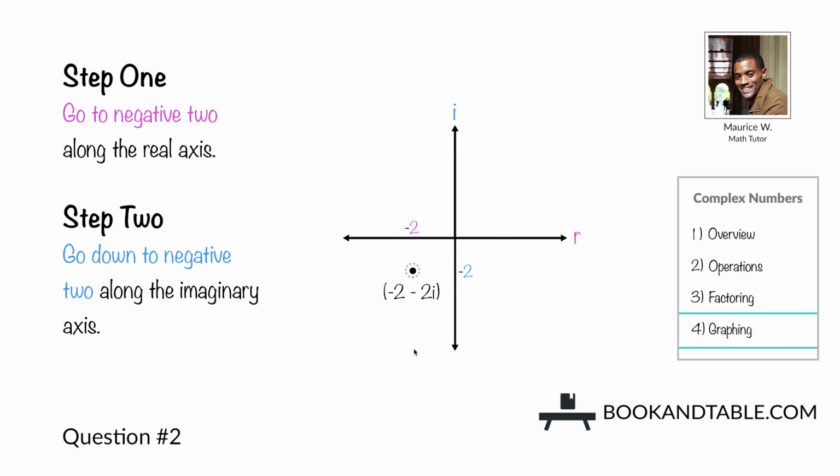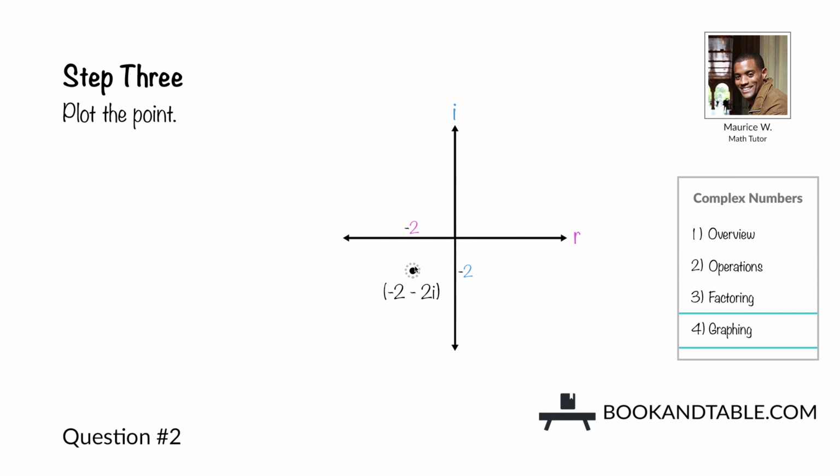Question number 2, we were asked to plot negative 2 minus 2i. Step 1, go to negative 2 along the real axis. Step 2, go down to negative 2 along the imaginary axis, and then plot the point. So this point here would represent the complex number negative 2 minus 2i.